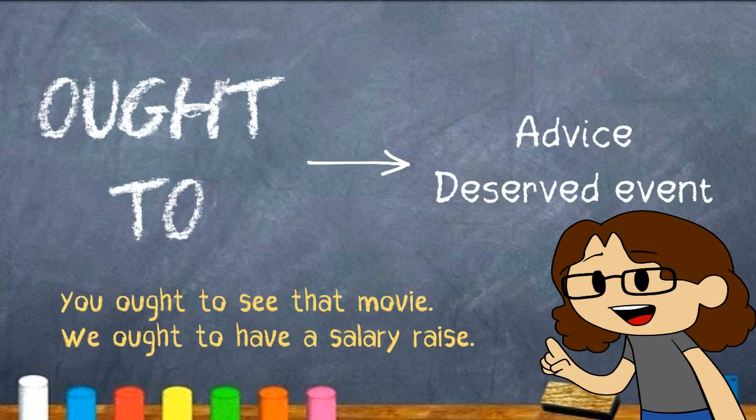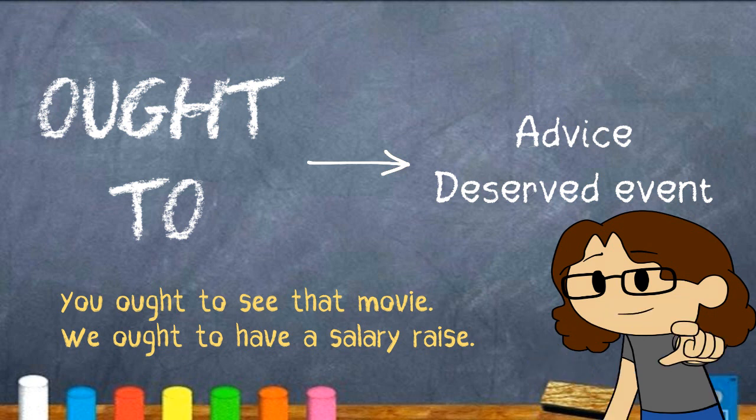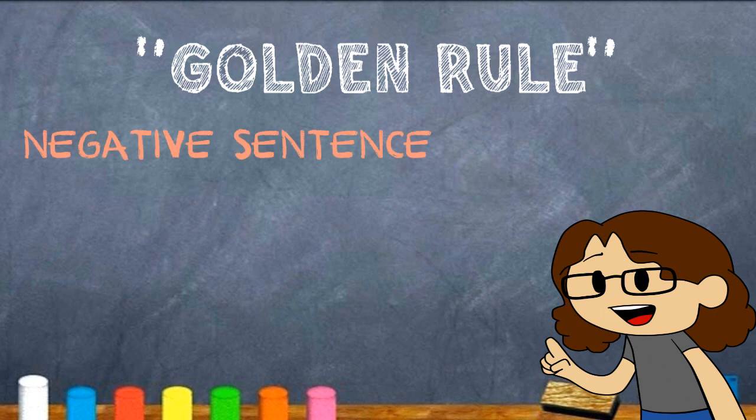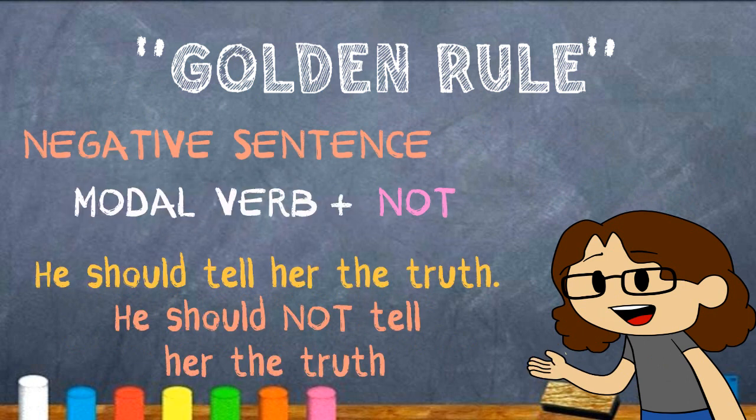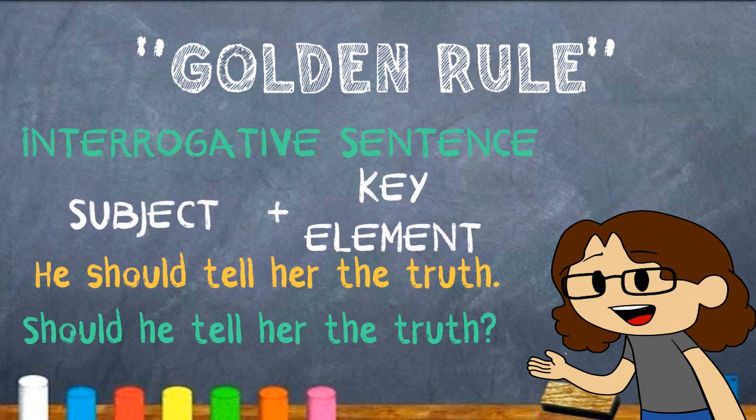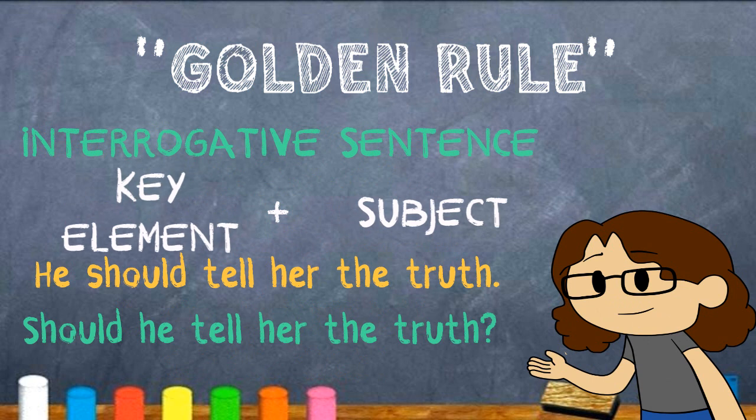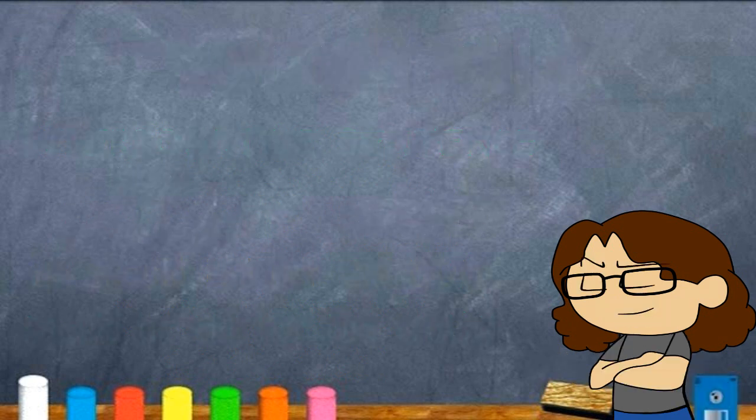Ought to is another way to indicate a recommendation, and it's also used to indicate that the event should happen because you have the right to it, and you deserve it. Let's apply the golden rule to the modal verbs in order to create a negative sentence or an interrogative. That is all about modal verbs.